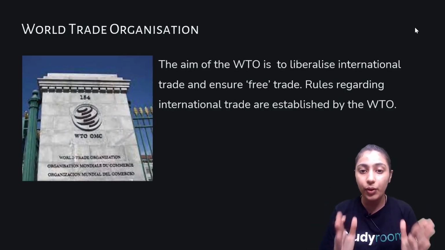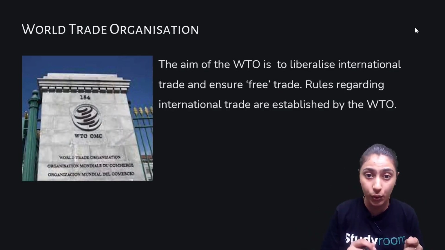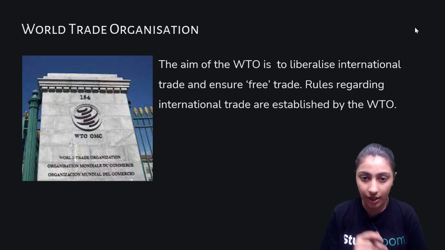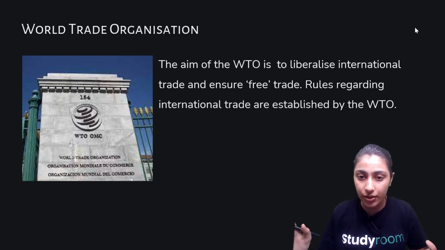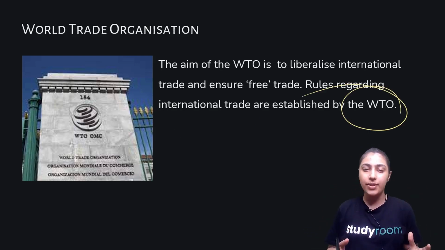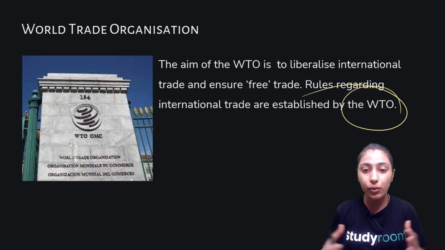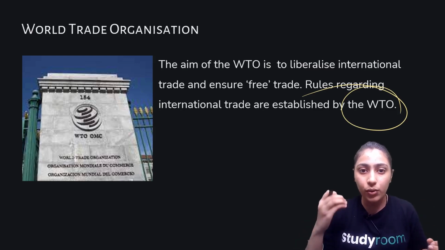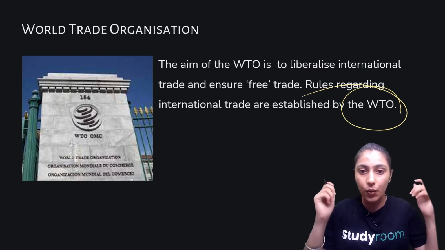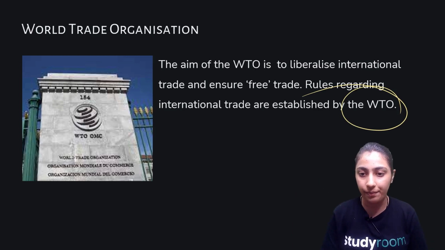The aim of the World Trade Organization, also known as WTO, is to liberalize international trade and ensure free trade, that is without any barrier or restriction. Rules regarding international trade are established by WTO. So students, this can definitely come as a one marker question as to who set rules when it comes to trading. So the answer is WTO, World Trade Organization.